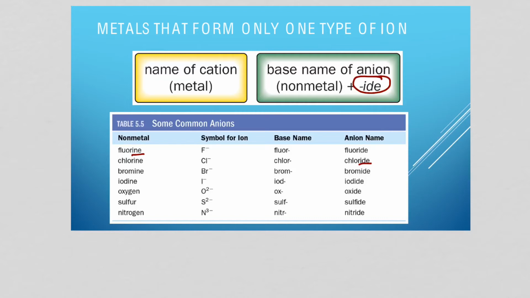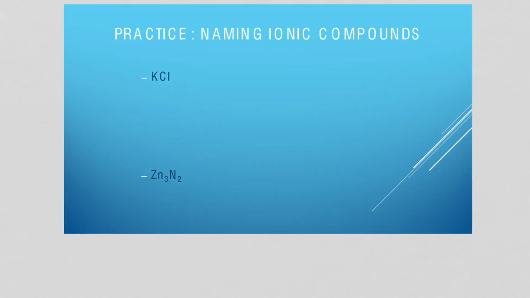But become familiar with these as we use them. So let's do a little practice. So here's our formula, KCl. So again, as we've learned, these are some of the elements that we've had to memorize the names from.